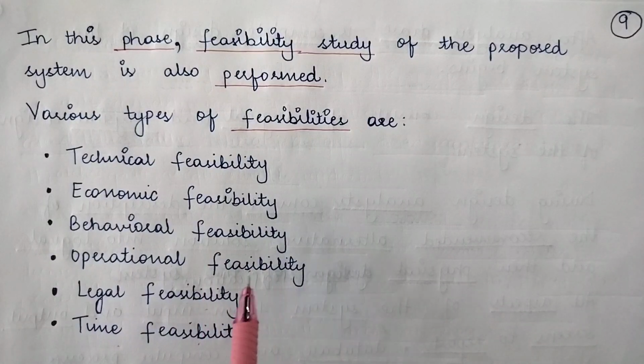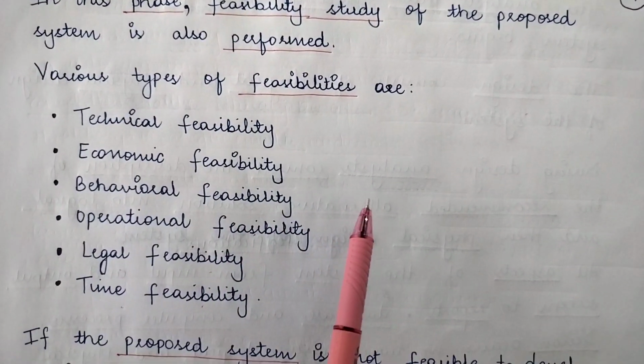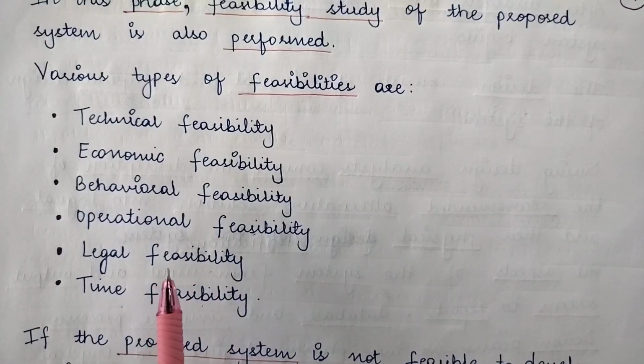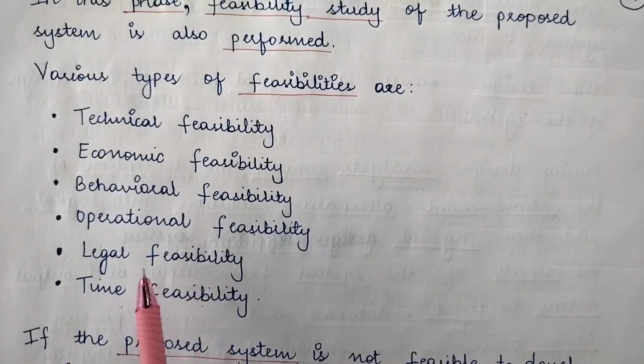Operational feasibility means whether the functioning of the project is optimum or not. Legal feasibility means if there are any legalities involved in the project, whether it would be feasible or not. Time feasibility means whether the project would be prepared in due time or scheduled time or not.